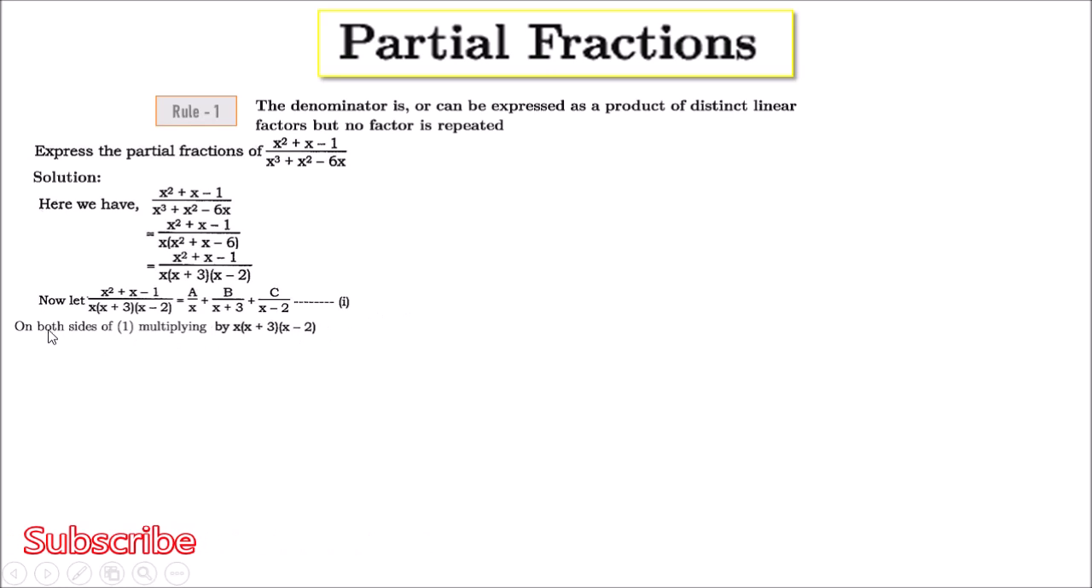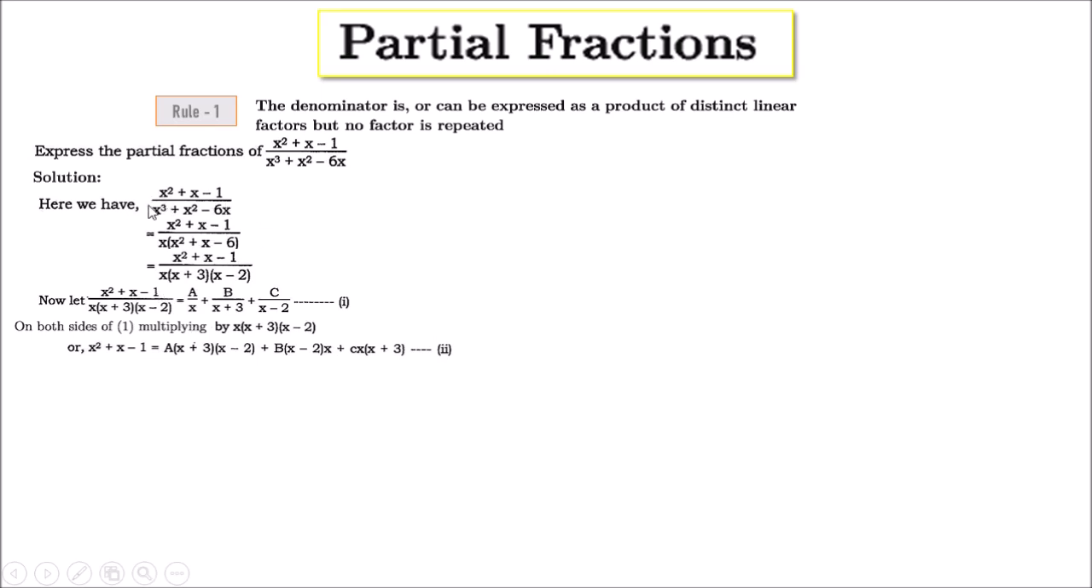In the second line, on both sides of 1, we multiply by the denominator. You have to multiply on both sides. If you multiply on the left-hand side, the denominator will be gone. It is just the numerator that is left. And for each of them, the rest portion will be multiplied with the alphabet. Here, x is the denominator for a, so if you divide and multiply, it will be a into (x + 3)(x − 2). For b, with (x + 3) as the denominator, the remaining part is x(x − 2), so b into x(x − 2), and c into x(x + 3). So this is the equation number 2.